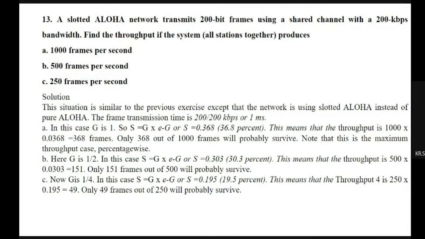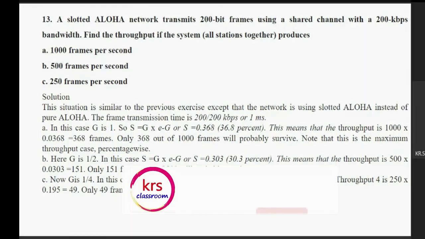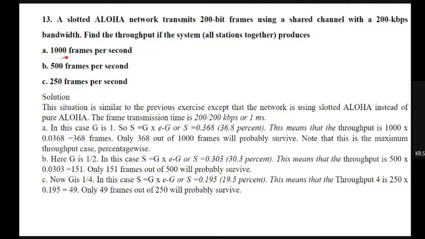Okay, so here in the first case, G is 1. So yeah, what is the pure Aloha and the slotted Aloha formula? G into e power minus G. So we know the value of G equal to 1. So the S value equal to 0.368, that is almost 36.8 percentage. This means you just multiply with 1000, you can find 360 frames. So only 360 of 1000 frames will probably survive for the first station. So the 1000 frames will probably then be servable.